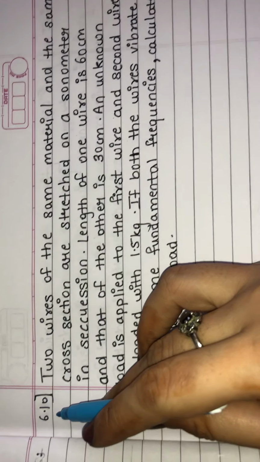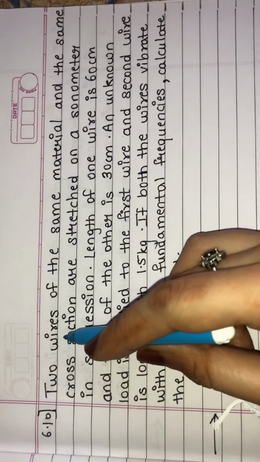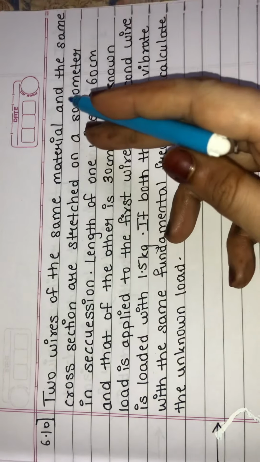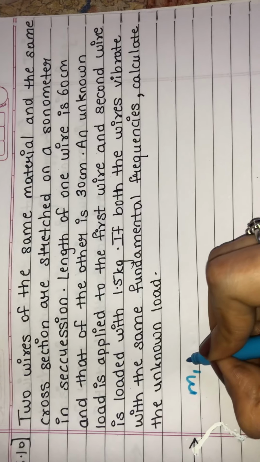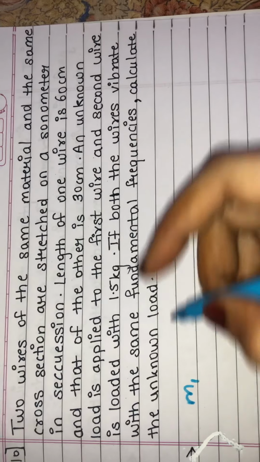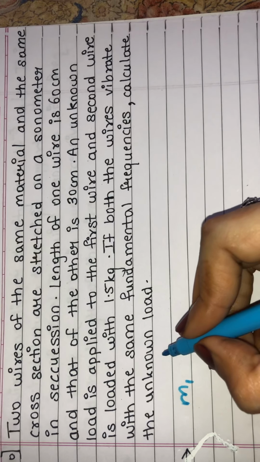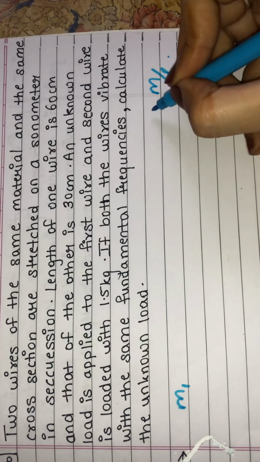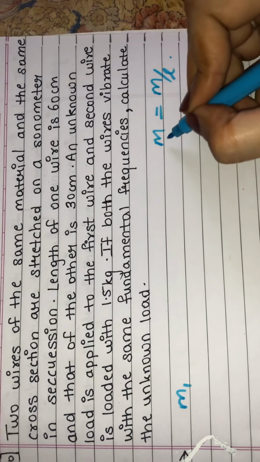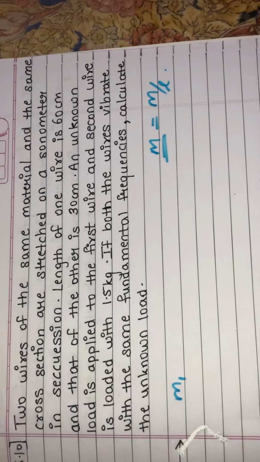Next numerical, that is 6.10. Two wires of the same material and same cross section, means both of them have the same linear density. What is linear density? Mass per unit length. Mass per unit length is linear density, denoted by M.